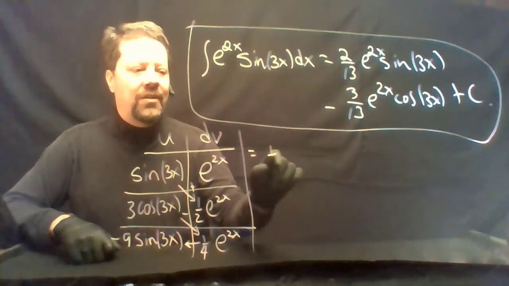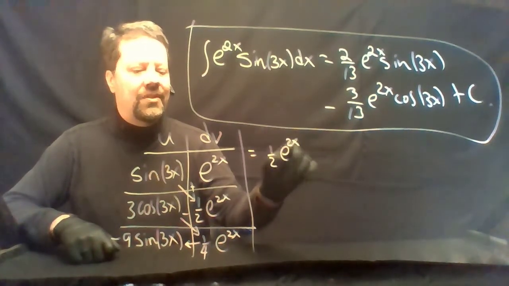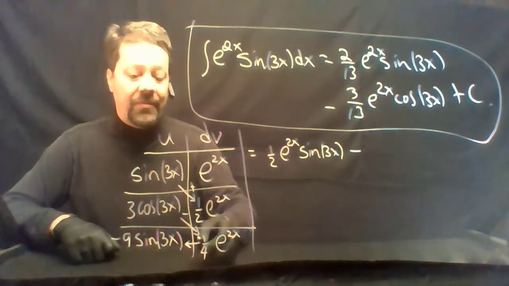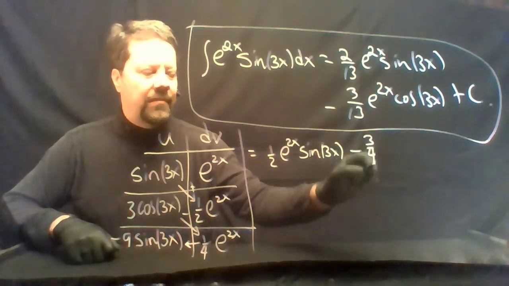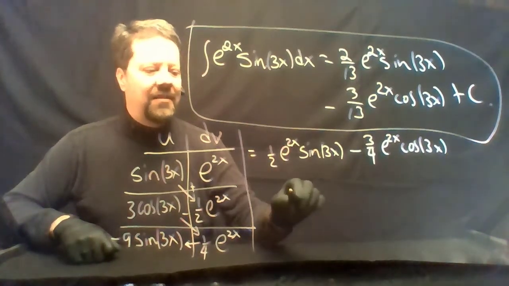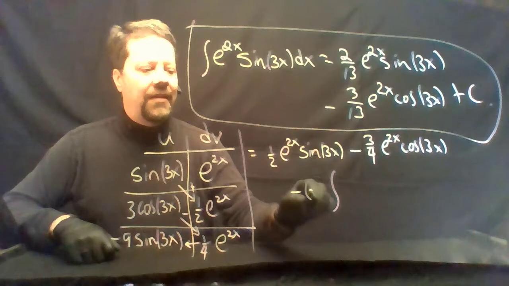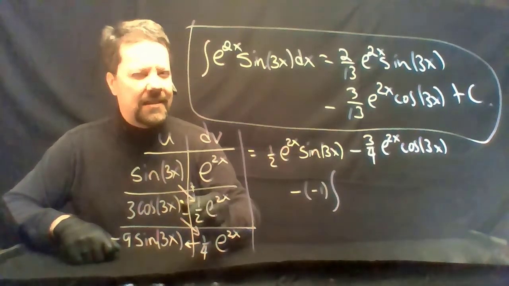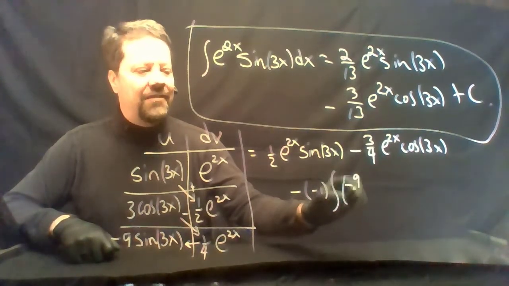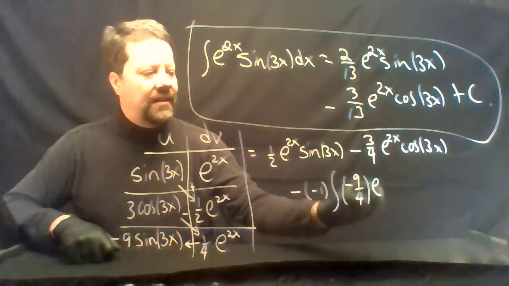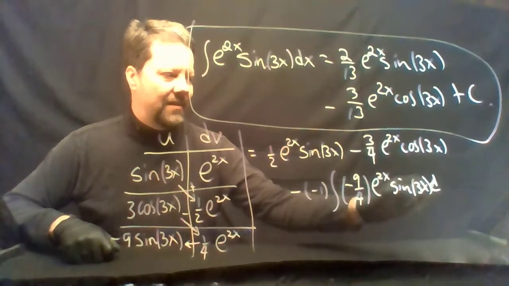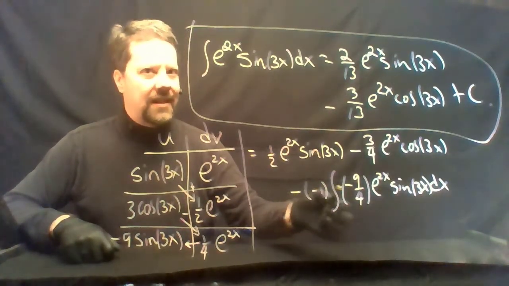So here's how this goes. You end up with 1/2 e to the 2x sine of 3x minus 3/4 e to the 2x cosine 3x, and then minus the integral, affix the previous sign. That's the key step. And then the product of these two, that's negative 9/4 e to the 2x sine of 3x dx. There's a lot of signs here.